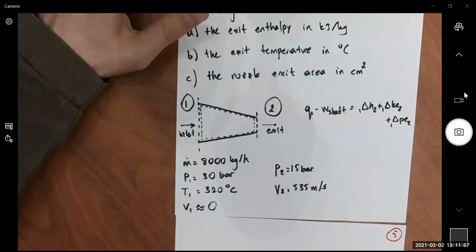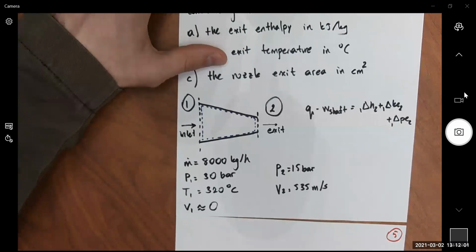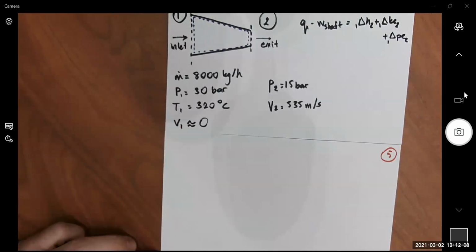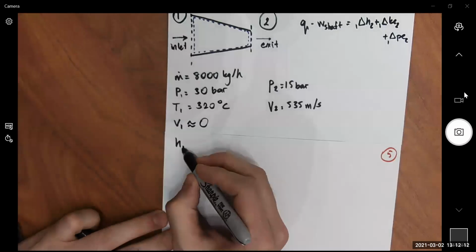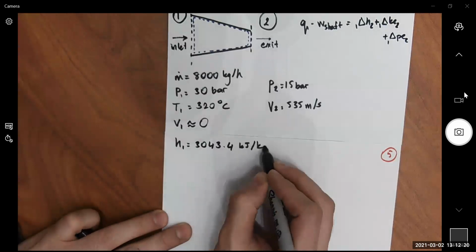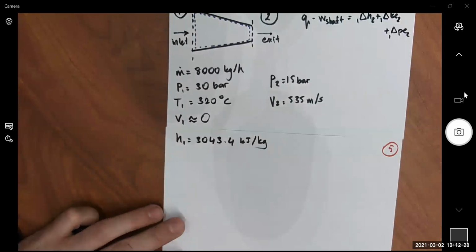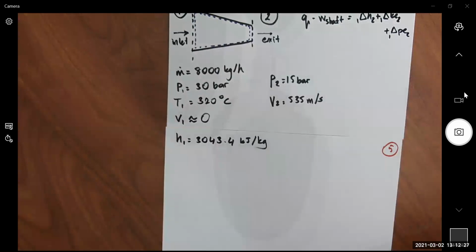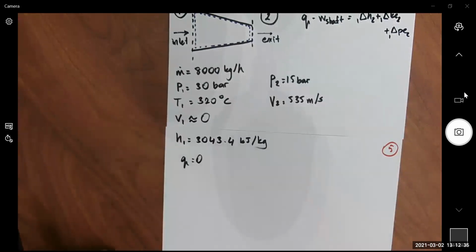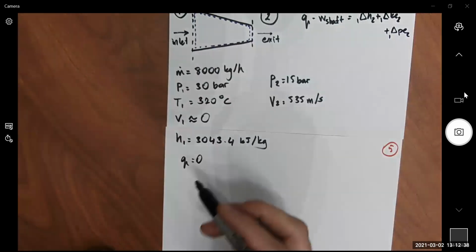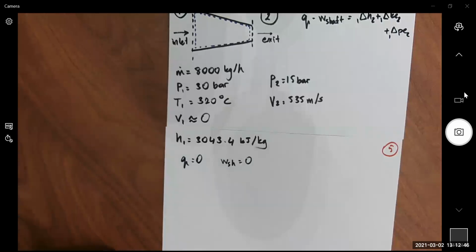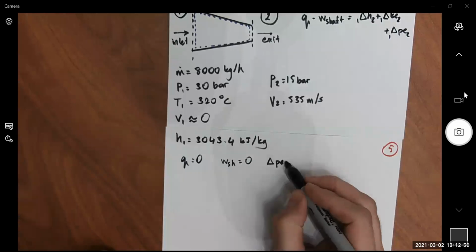If you tell me what my enthalpy at the inlet is by using your table, or you can check after I give you what the value is, it will be useful for you. At the inlet, H1 is 3,043.4 kilojoules per kilogram. Q is 0 because it's adiabatic. It is stated specifically as adiabatic. Work shaft, 0, because there's no shaft in a nozzle and diffusers. Potential energy is negligible.